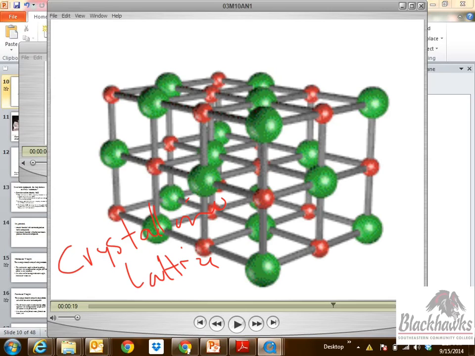If we pick that particular chloride ion, and you go up and down and over and over, it's actually connected to 6 different cations. So it's like a community.